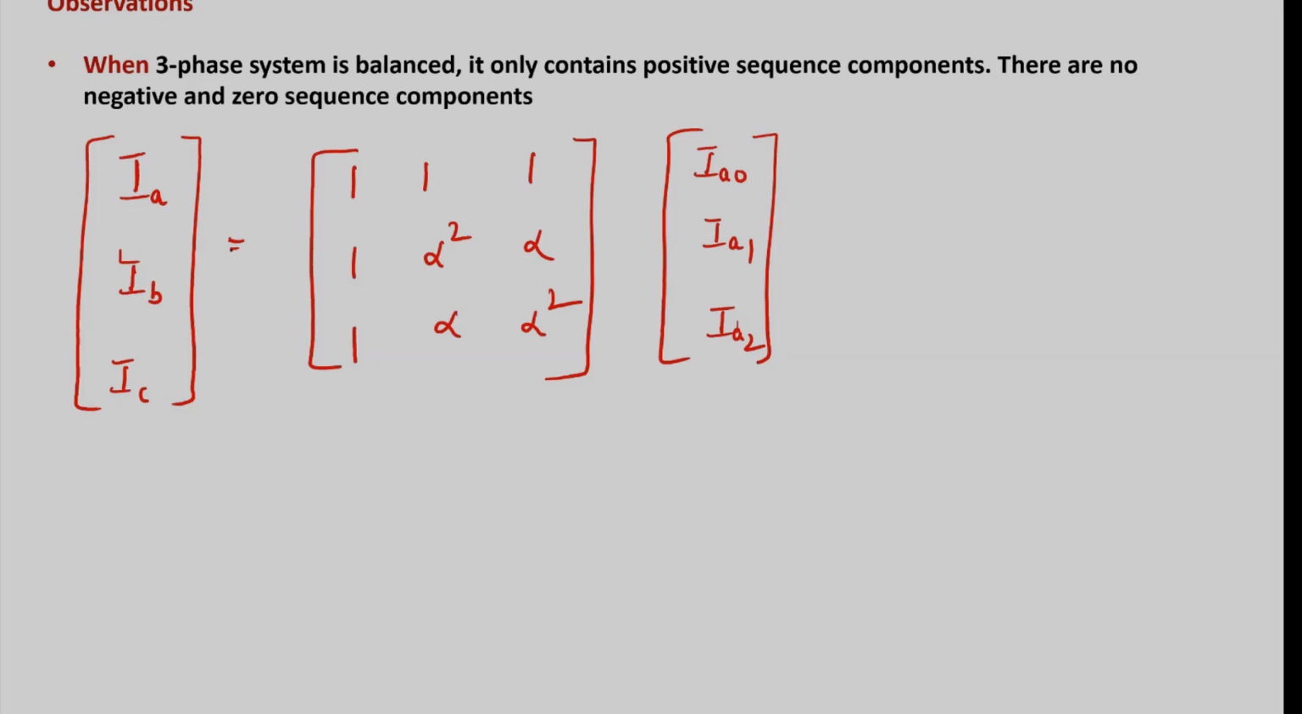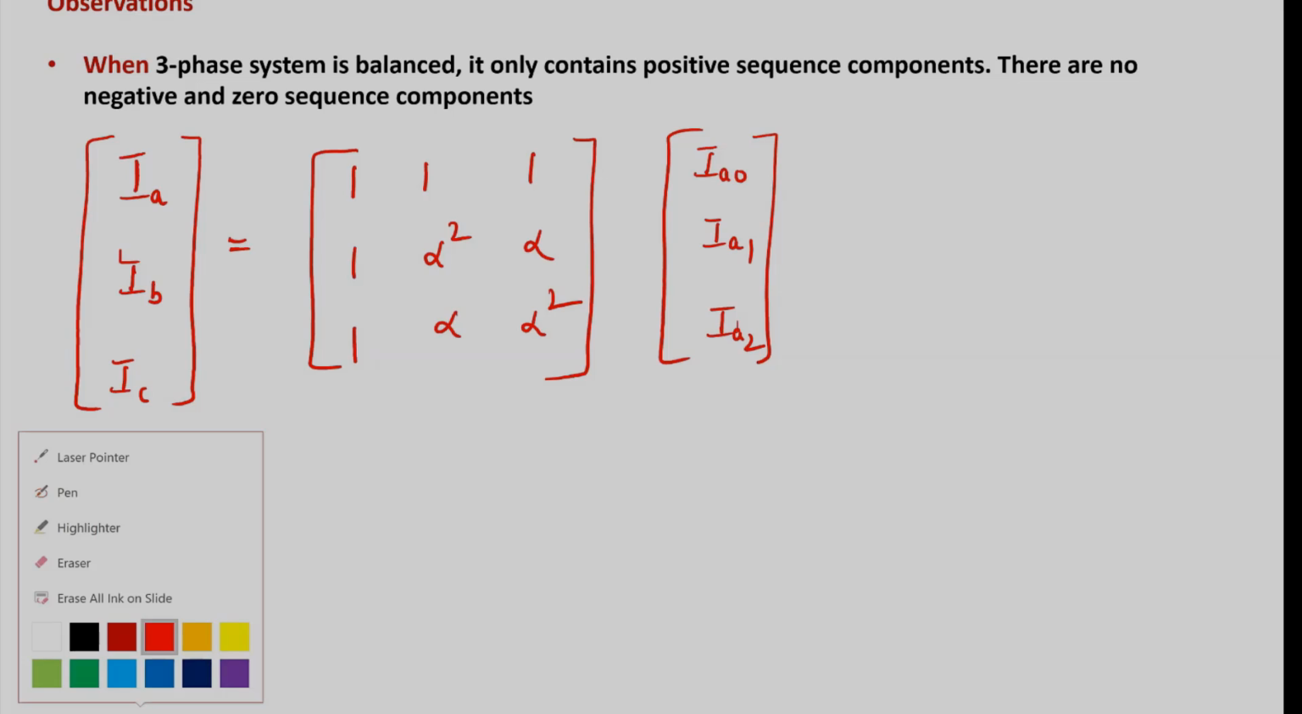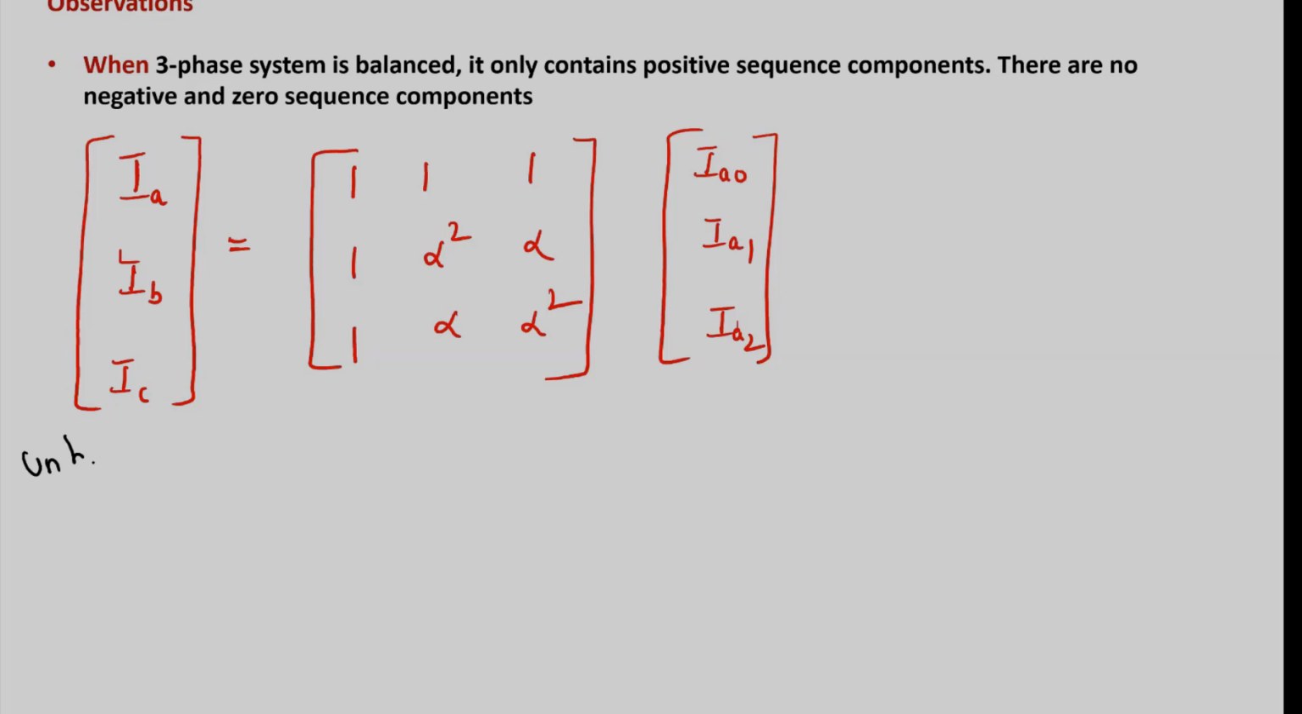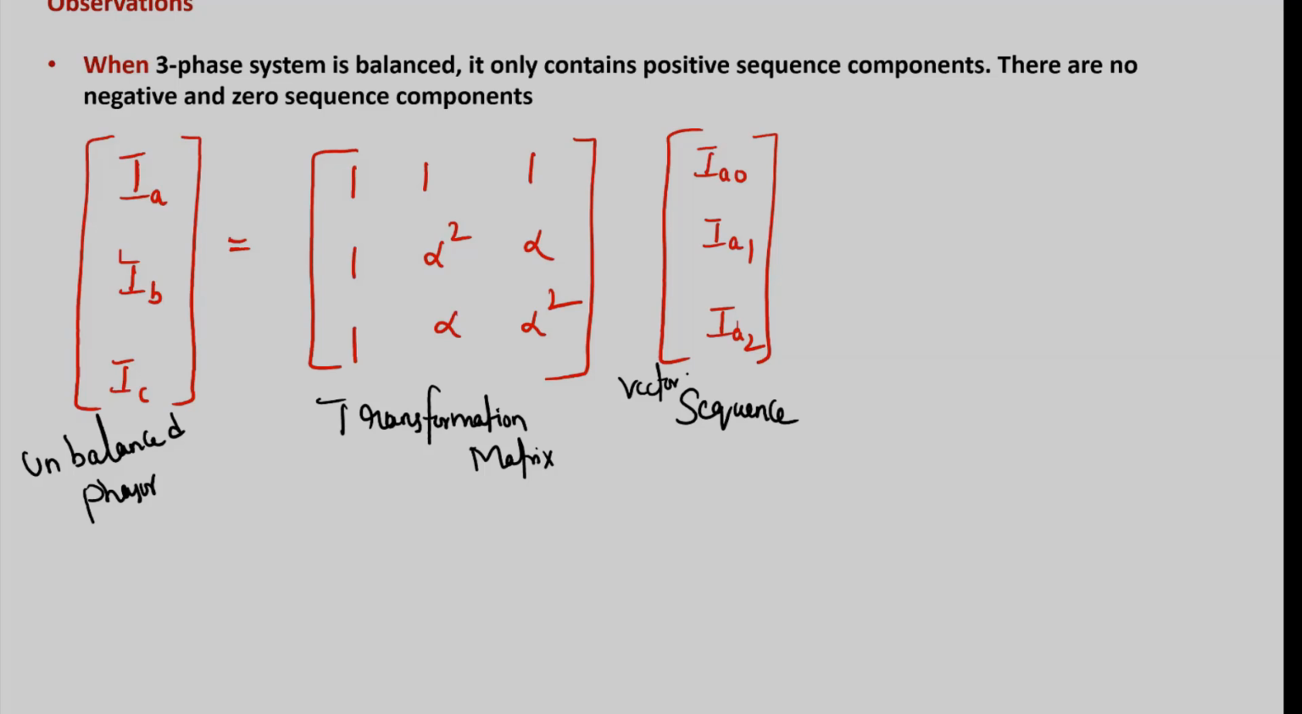So this is the vector of unbalanced phasors. This is the transformation matrix. This is the vector of sequence components. So you simply have to remember this, either for currents or voltages. Simply you have to remember this transformation.